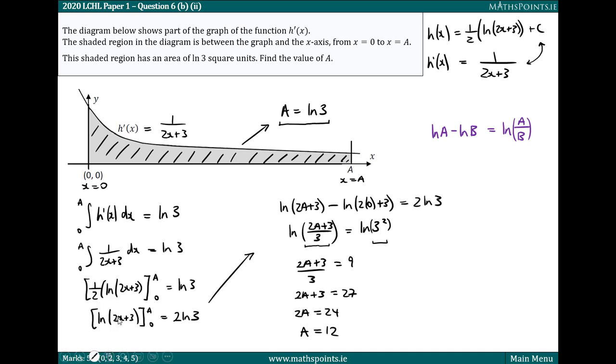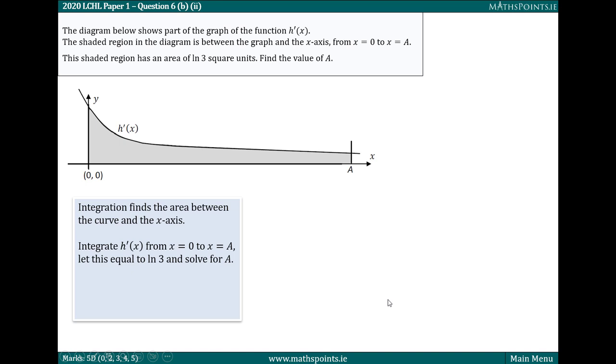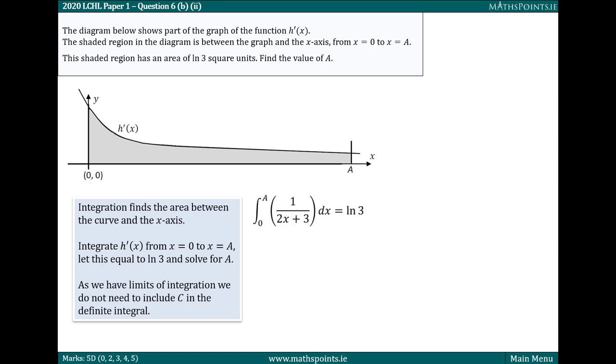So let's just delete this, have a look at the way it's done on the slide. So again, integration is the area between the curve and the x-axis. If we integrate h prime x from 0 to a and let it equal log 3, we'll be able to solve for a. We didn't have to include the original constant of integration because we had our limits of integration here.